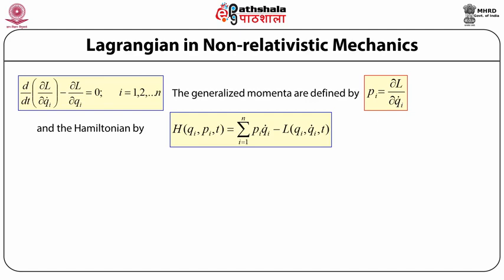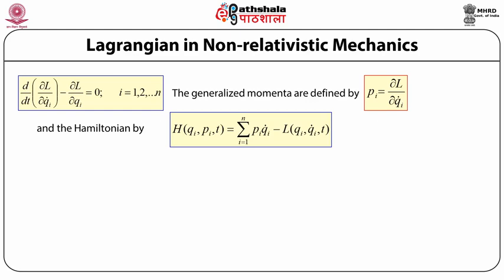Given the Lagrangian L(q_i, q_i dot, t) of a system, we can define the Hamiltonian H. Whereas the Lagrangian is a function of generalized coordinates and generalized velocities, the Hamiltonian is to be regarded as a function of generalized coordinates and generalized momenta, defined by p_i equals del L by del q_i dot, and the Hamiltonian is defined in terms of the Lagrangian as H(q_i, p_i, t) equals summation of i from 1 to n of p_i q_i dot minus L(q_i, q_i dot, t).